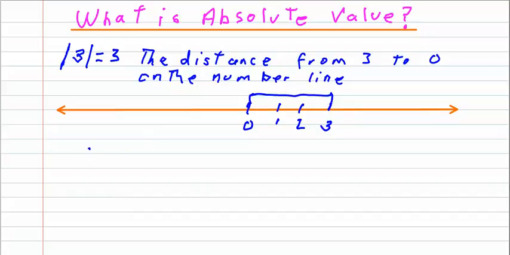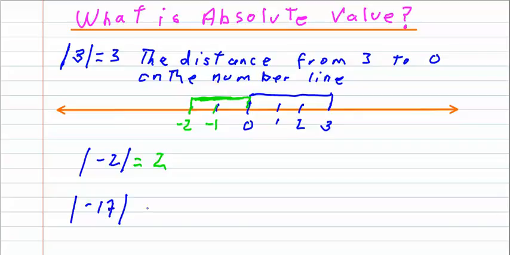If I look at the absolute value of negative 2, let's do that in a different color. So we have negative 1, negative 2. The distance from negative 2 to 0, this distance along here, is equal to 2. Absolute value is positive because it's a distance. It's the distance on the number line from that number to 0. It will always be positive. So if we look at the absolute value of negative 17 equals positive 17.